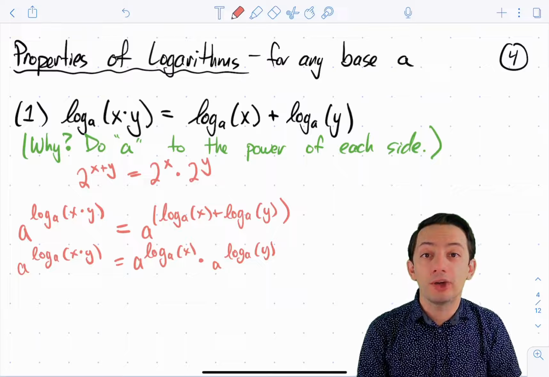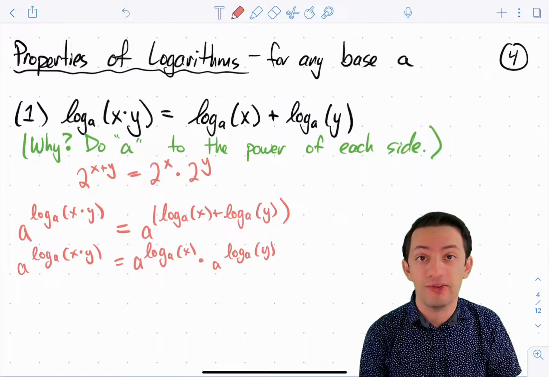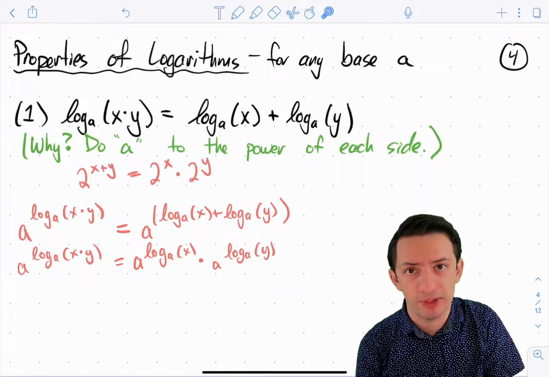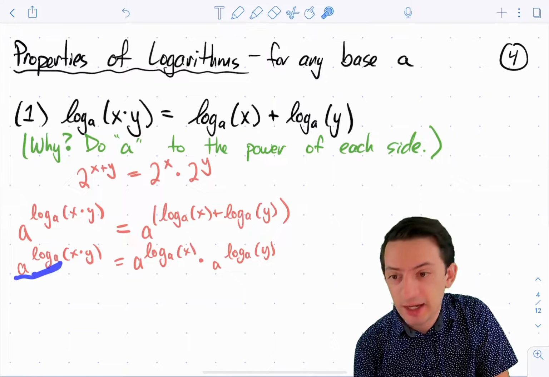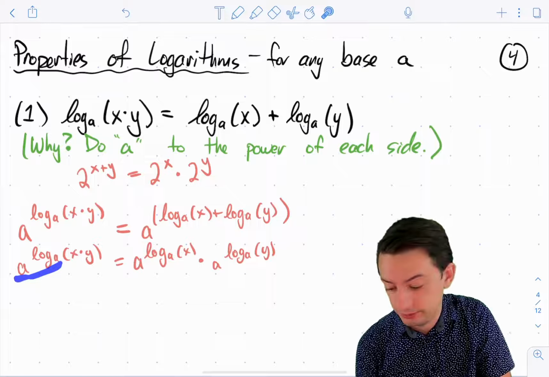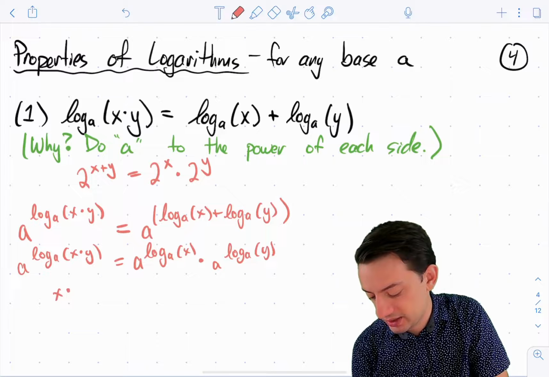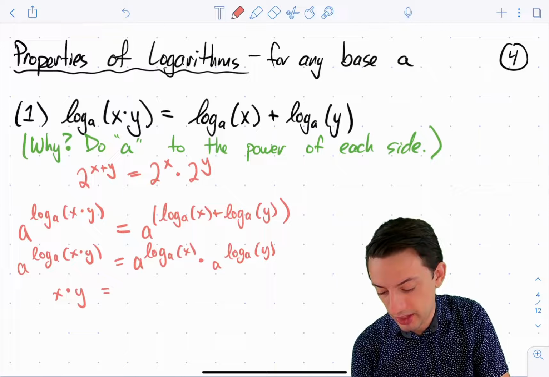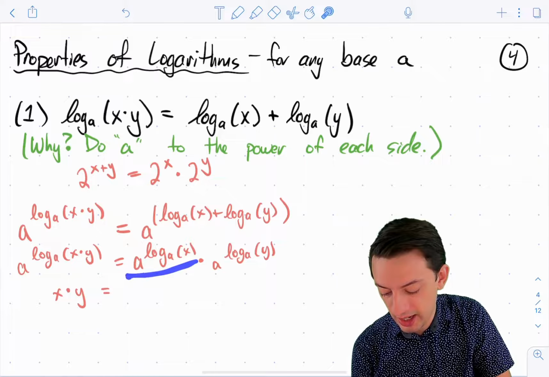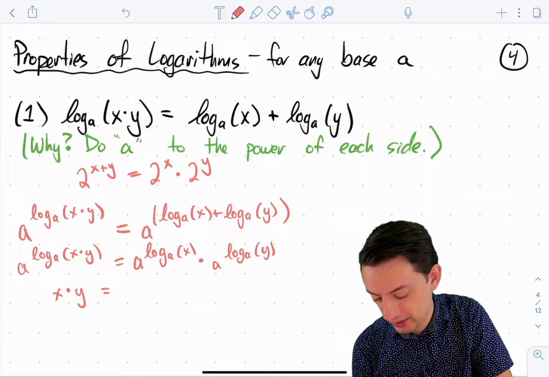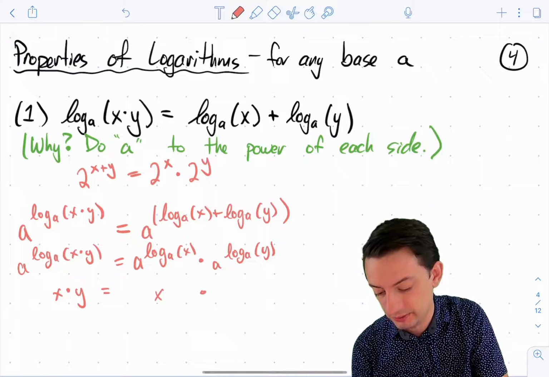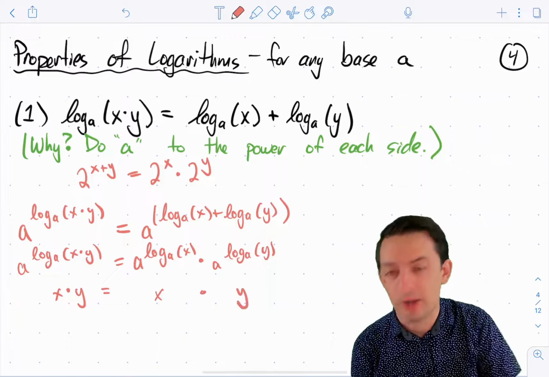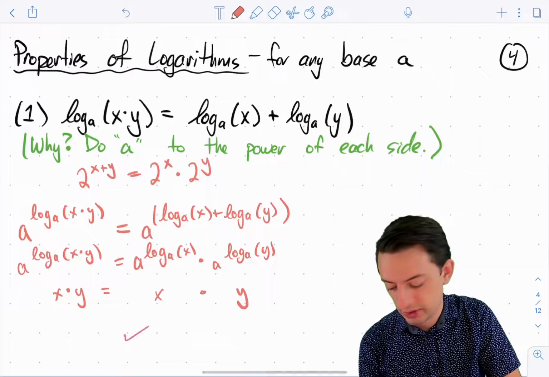Now, the whole point of log base a is that it's the inverse of a to the power of something. And that means, and we'll write this as one of our properties in a second, that this a and this log a cancel. That leaves us x times y on the left. This here on the right, a and log a cancel. That just gives us x times, and then a and log a cancel, y. So we have x times y equals x times y.